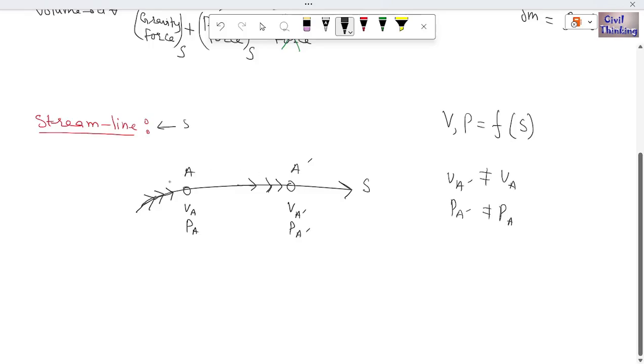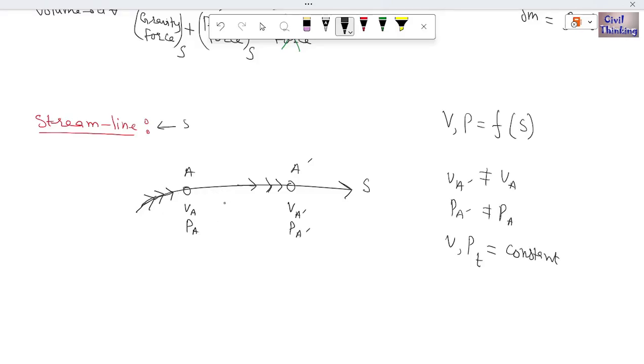Velocity and pressure, at a given position S, are constant irrespective of the time. Fluid parameters, velocity and pressure, are constant at a given position irrespective of the time. So that is the property of a streamline. And we are going to apply Newton's second law along this streamline.